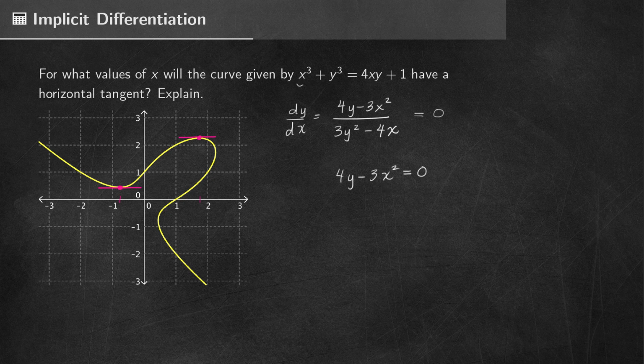Well, we have our original equation up here. So I've got x cubed plus y cubed equals 4xy plus 1, and I've got 4y minus 3x squared equals 0. And at our point of tangency that we're looking for, we know that the slope of the tangent line is going to be 0, and that the tangent line intersects the curve. So it makes sense to try and solve this system of equations.